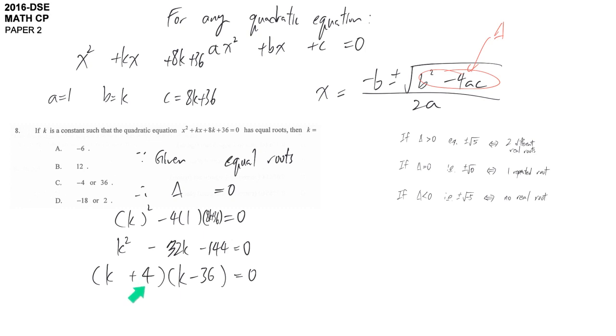By the zero product rule, if something times something gives you 0, that means the first factor equals 0, or else another factor will equal 0. So k is equal to negative 4 or k is equal to 36. We have two solutions to fulfill this requirement.